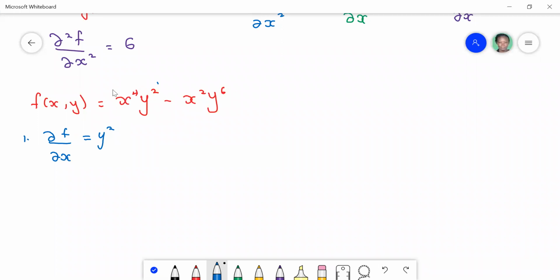So if I differentiate with respect to x here, I have 4 times x cubed. Y is a constant multiplying, so that doesn't change. If y was on its own, then we'd say it's a constant. Minus, you differentiate this as well, x, and this gives us 2x y to the power 6. So what do I have? I have 4x cubed y squared minus 2x y to the power 6. So you realize this is our first order.